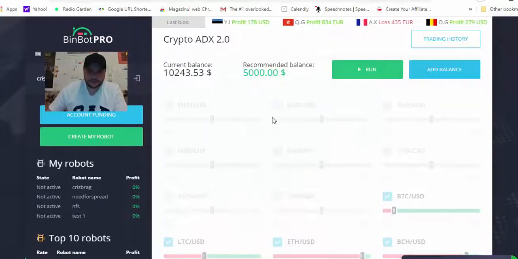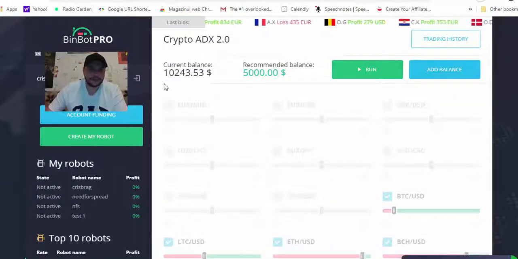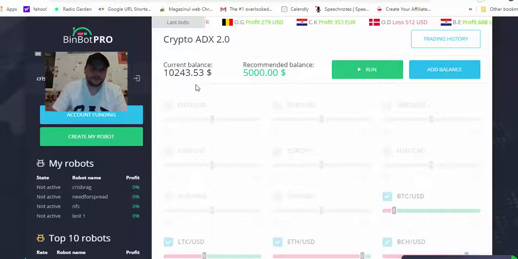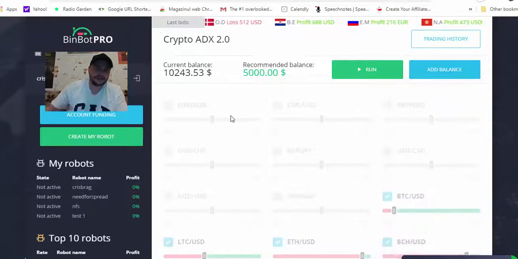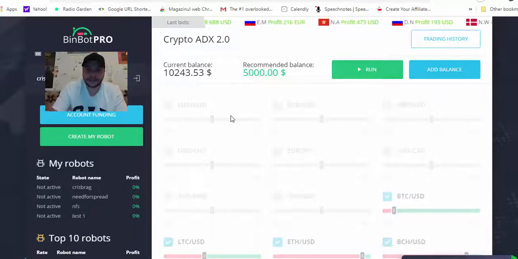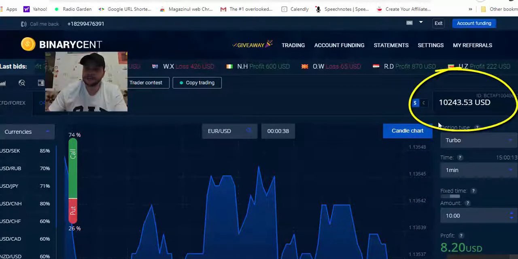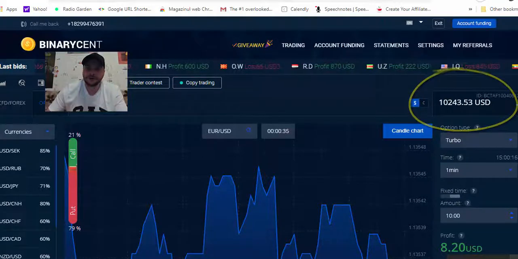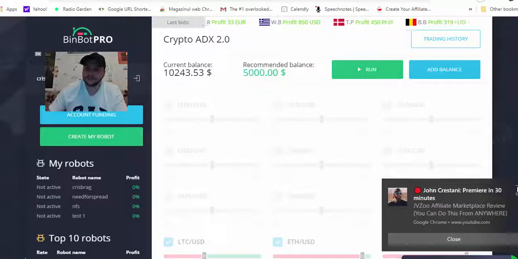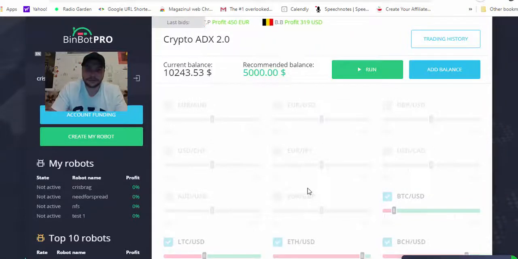Alright, and we are inside Beanbot Pro, and as you can see here, my balance is $10,243.53. So I started this account with $500. I'm using Beanbot Pro for quite a year and a half, I think. I made more withdrawals using their broker, Binary Cent. As you can see here, my balance is reflected also here. So I started this account 3 months ago with $500. So it is quite profitable.